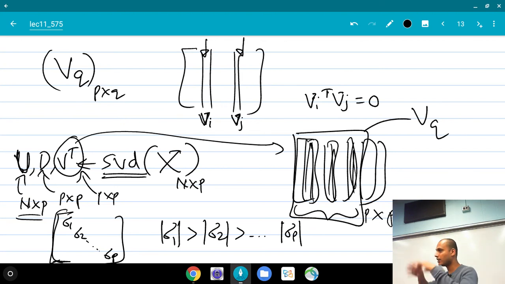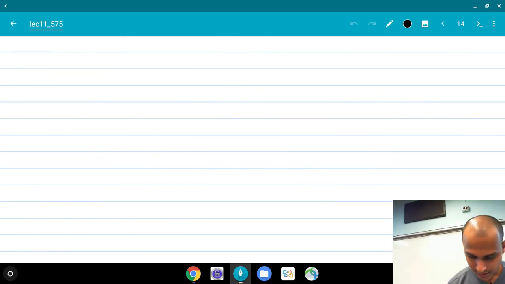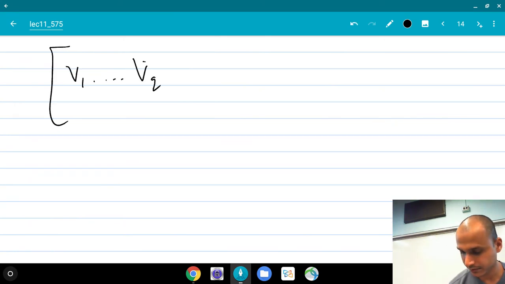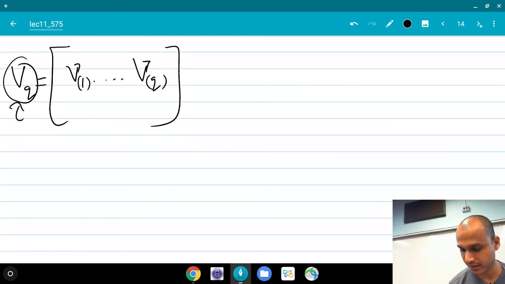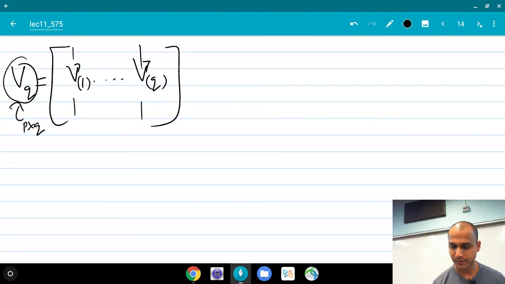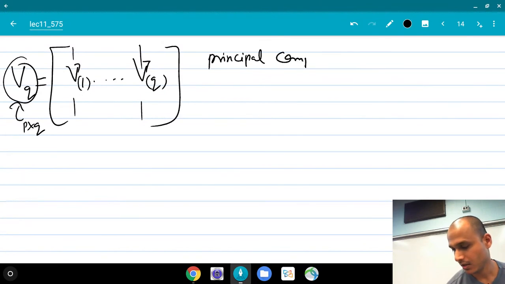Now these guys are orthogonal. As I said, the columns of VQ are orthogonal. They are P length vectors. These P length vectors are called the principal component directions. Let's call them V1 all the way to VQ. Let me put brackets here. This is VQ. This is the matrix, which is P cross Q, and these are all columns. These are called principal component directions.